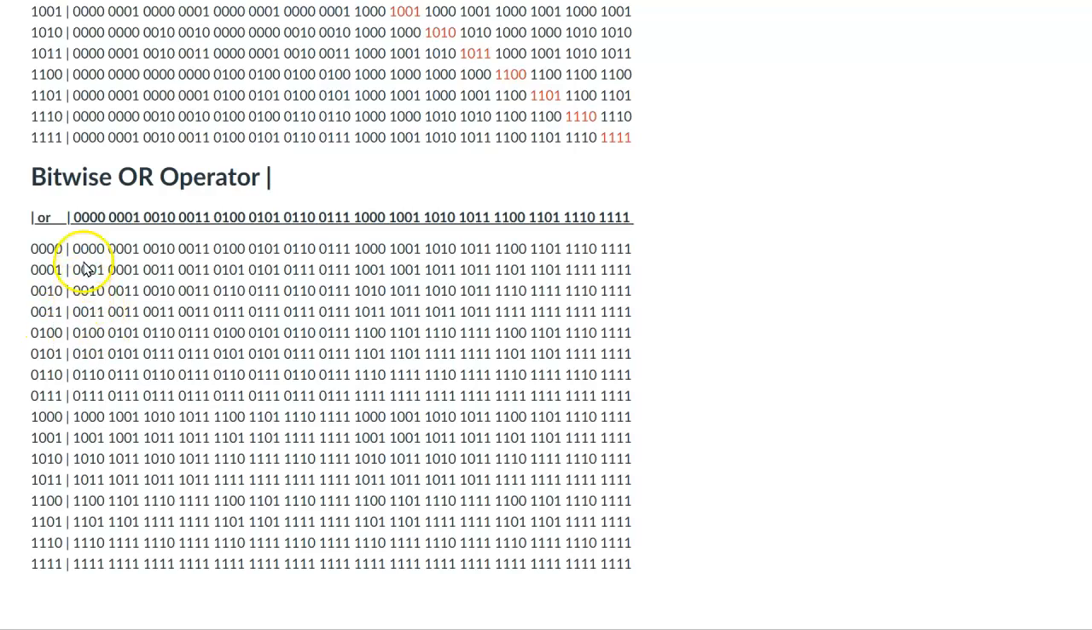And again, we have the diagonal, and if you look down the diagonal, you will see that any 4-bit number ORed with itself gives itself.